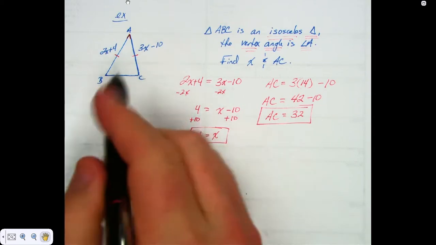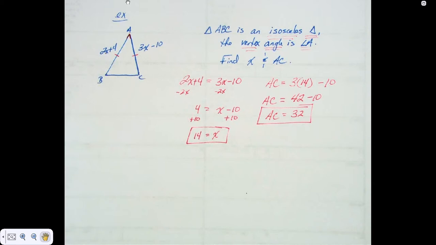Just because in this case, they're what? Congruent. Yeah. That would be a way to check and see if you did it right too. Because if you got a different number, then something's wrong.